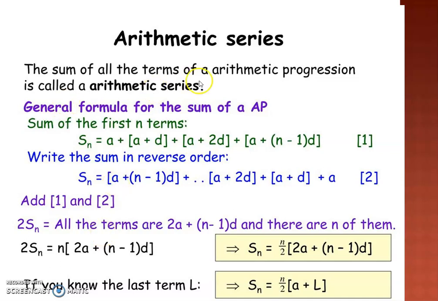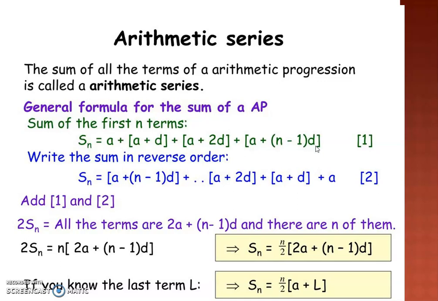So the sum of all the terms of an arithmetic progression is called an arithmetic series. a, a plus d, a plus 2d, and so on up to a plus (n minus 1)d. Now these are all the terms of an AP with common difference d and first term a. So the summation of all these will be Sn, the sum of n terms of an AP.